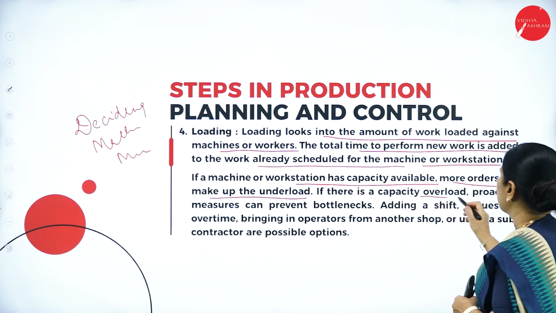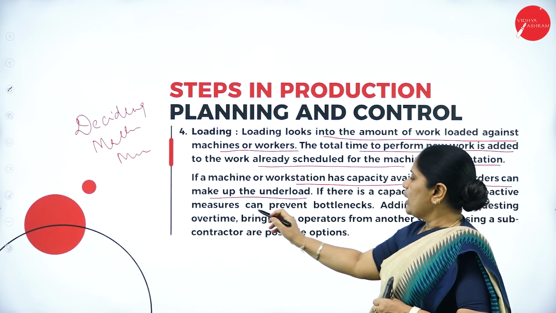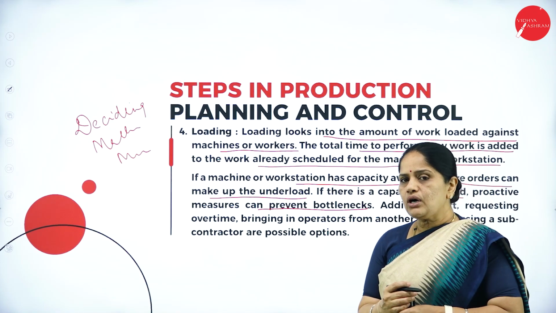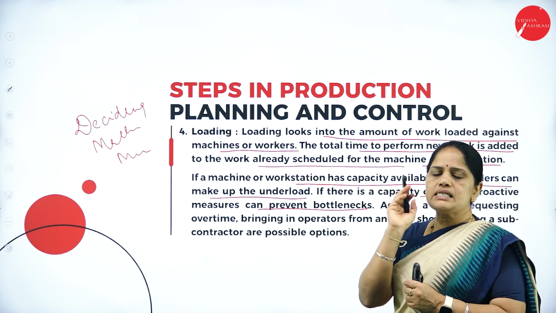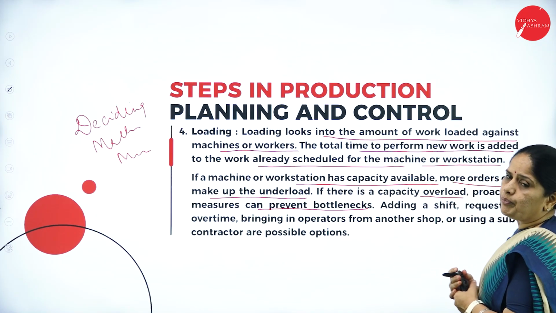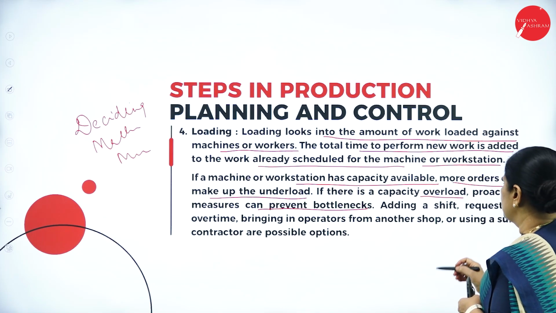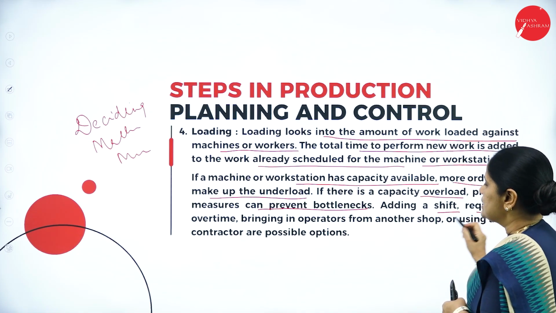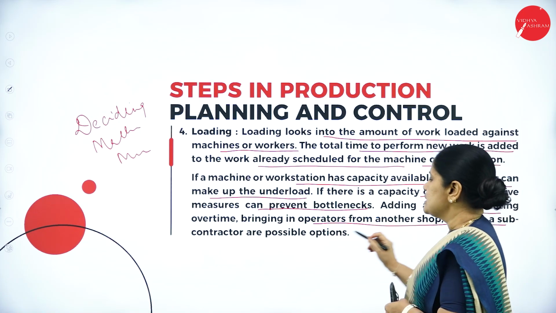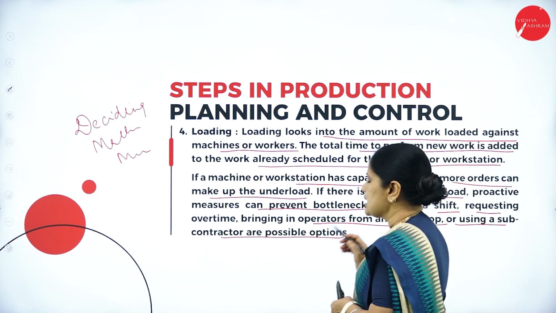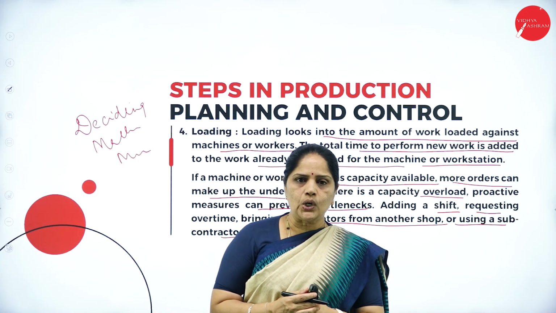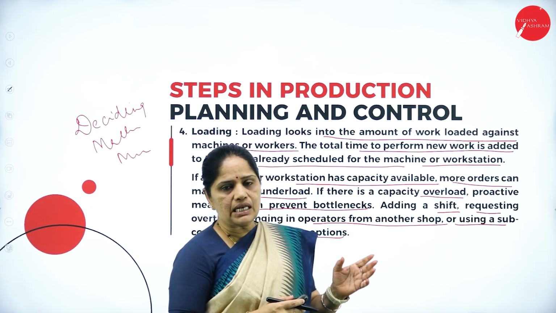If there is an overload of capacity, proactive measures can prevent the bottleneck. So, in order to have optimum utilization of the resources, you need to have proper loading of the machine. Adding a shift, requesting overtime, bringing in operators from another shop, or using a subcontractor. These are the possible options. So, if any of the machines are overloaded, then there are various solutions for that.